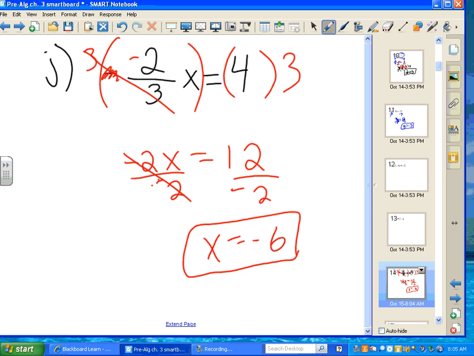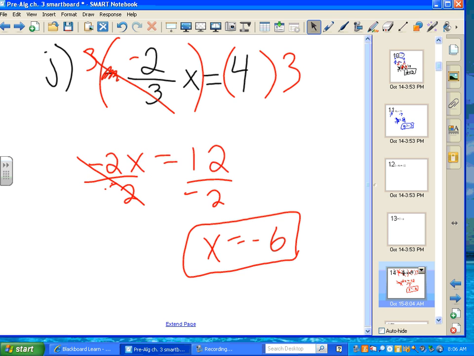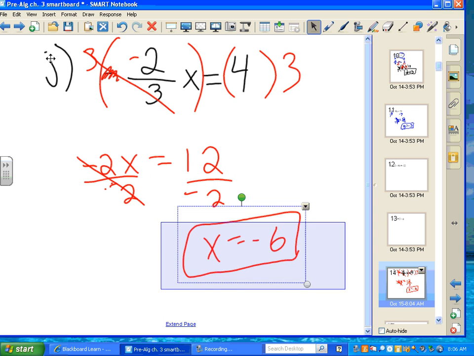So if you have a fraction that does not have 1 as the numerator, follow the steps of multiply both sides by the denominator to get rid of it, and then divide by the numerator. Does anyone know another way to do this? Adam, did I tell you? Go ahead. Remind me. I didn't know that. Okay, I forgot I told you guys that.